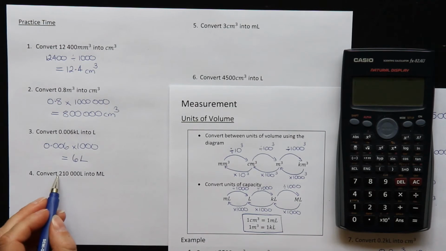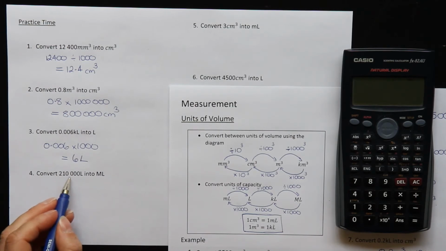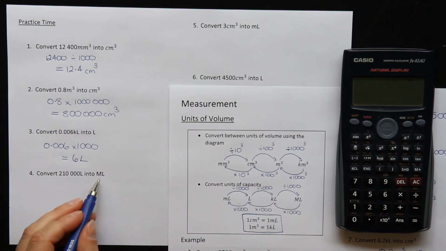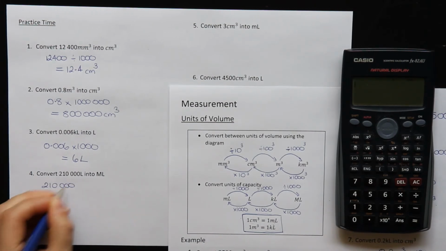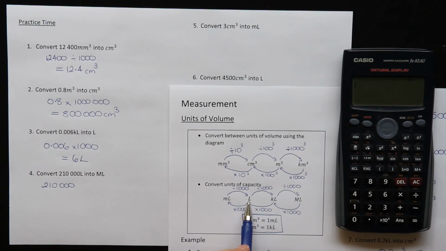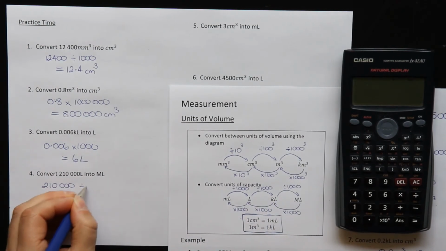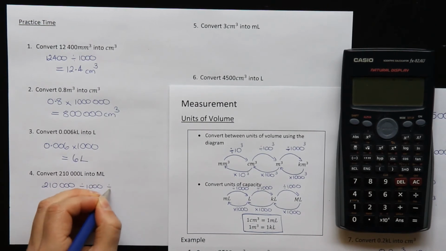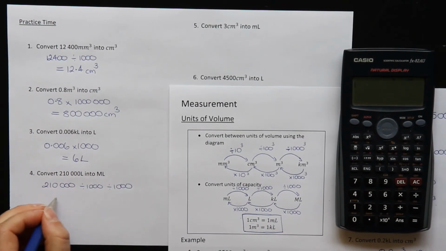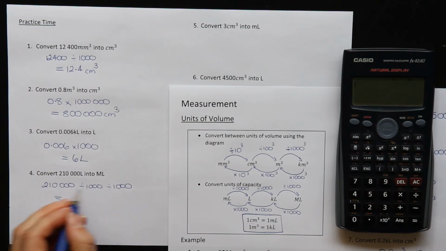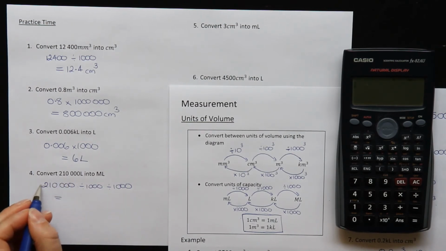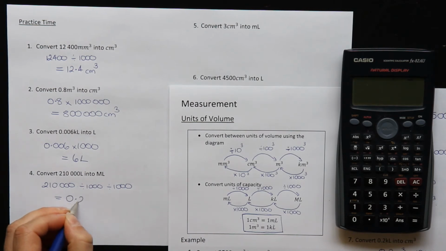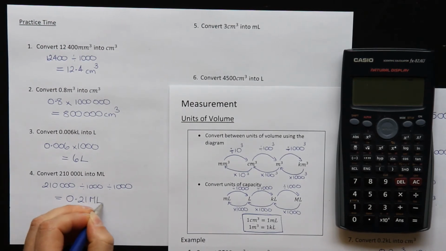Question 4, 210,000 litres into megalitres. So 210,000 from litres to megalitres, I have to divide by 1,000 twice. So divide by 1,000, divide by 1,000 again. So altogether that's 6 zeros, so 6 jumps backwards. 1, 2, 3, 4, 5, 6 will be 0.21 megalitres.